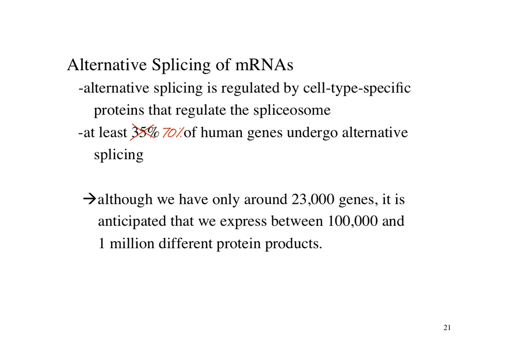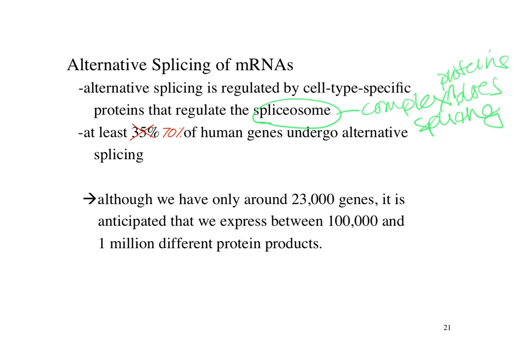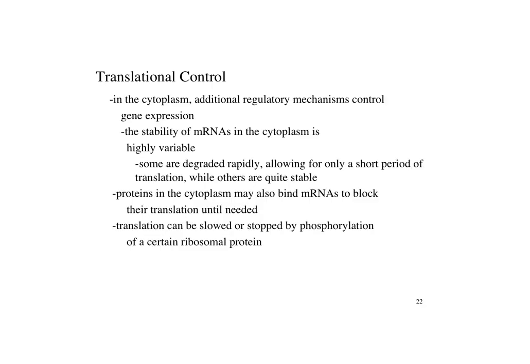Cell type specific proteins regulate the spliceosome. So that's just the complex that does all splicing. Lots of proteins in there. We don't want to learn what they are, but it's a complex of proteins that do the splicing, whether it's regular or alternative, it's the same thing. I know, it's crazy. At least 70% of human genes undergo alternative splicing. We thought very few did, but they actually do. So we can make multiple proteins from the same gene through alternative splicing. Woo, that's awesome.